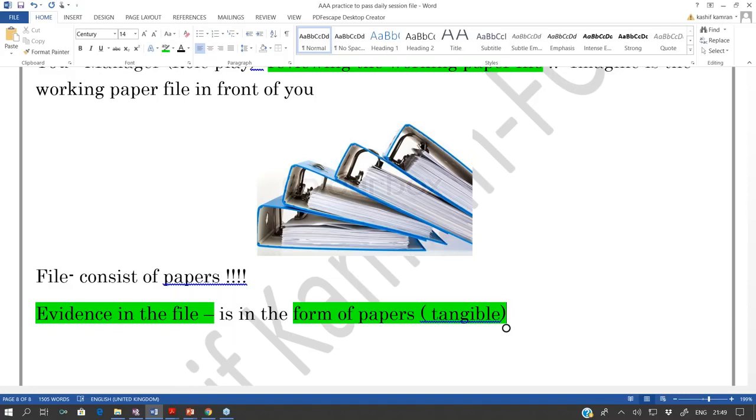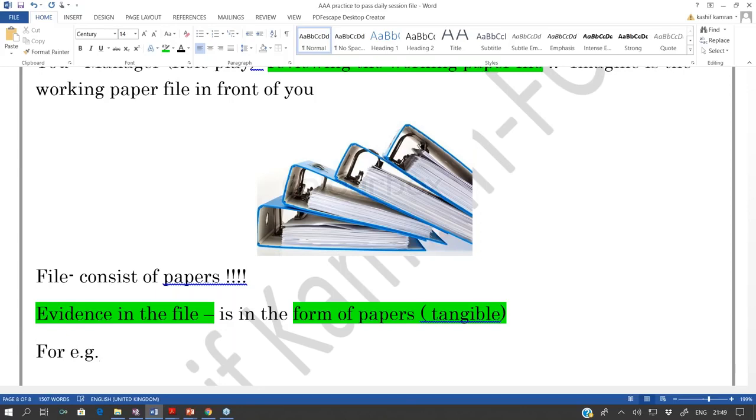So can you all see the file in front of you? Can you all believe the file consists of papers? And does that mean the papers are all tangible? So when you think of the papers as tangible, then see what evidence we can have in the file. For example, let's do a quick example and shift to an exam paper.